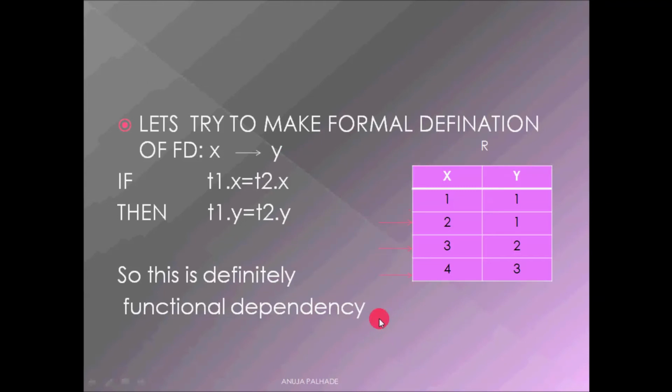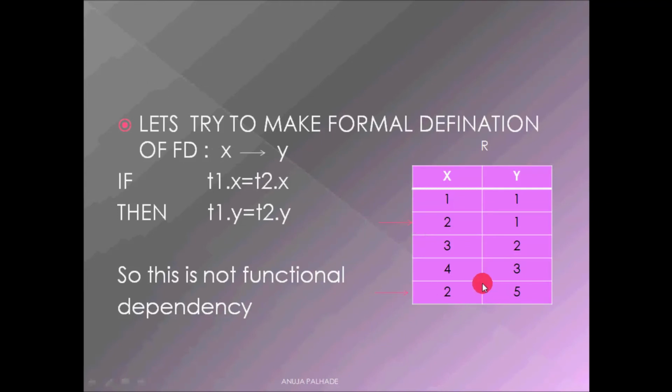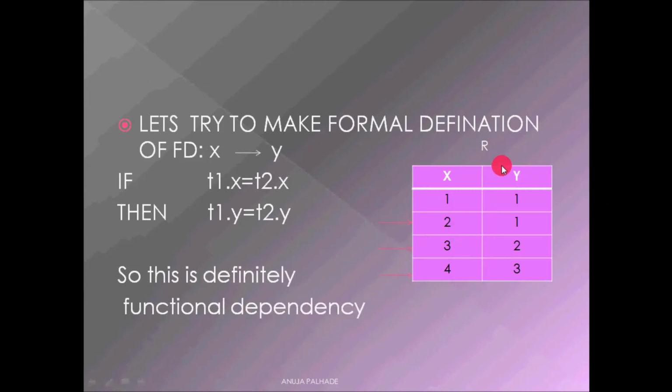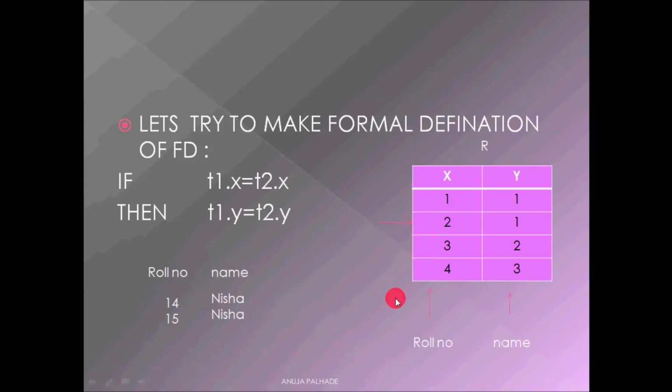Now, what about this? If I remove the last tuple, what happens? No x is going to match with each other, so we are not bothering about the second case. All the x are unique. It means y is functionally dependent on x, or x determines y, you can say. So this is the functional dependency now. The previous one is not functionally dependent. If we remove the last tuple, this is functionally dependent. I hope you are getting it.